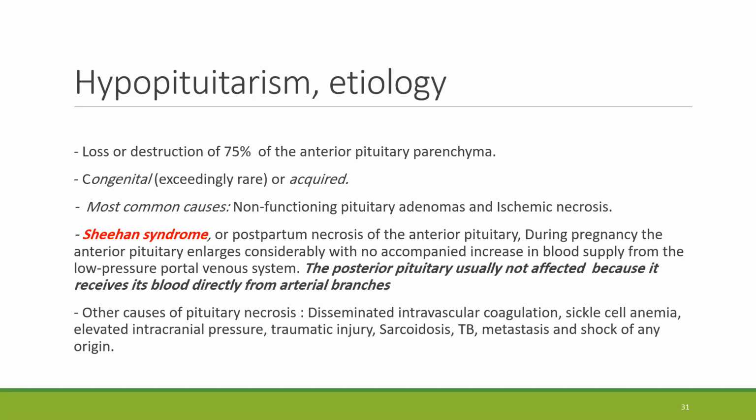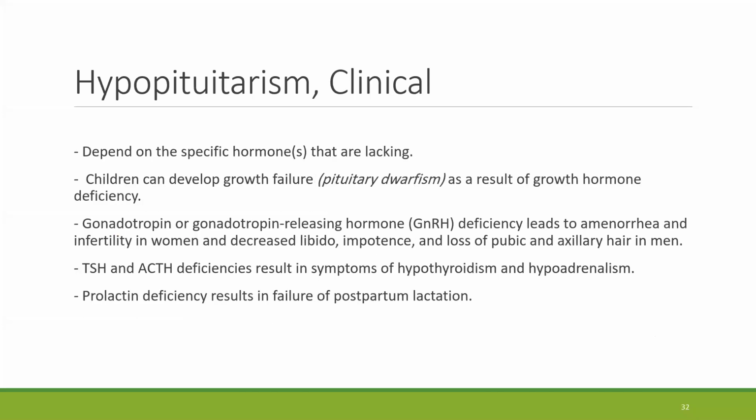Other causes of pituitary necrosis that can cause hypopituitarism: DIC, disseminated intravascular coagulation, and sickle cell anemia. Just remember all of these: sarcoidosis, tuberculosis, and sometimes metastasis by metastatic adenocarcinoma, lung carcinoma, breast carcinoma, that go specifically to this area and can cause necrosis and cause hypopituitarism.